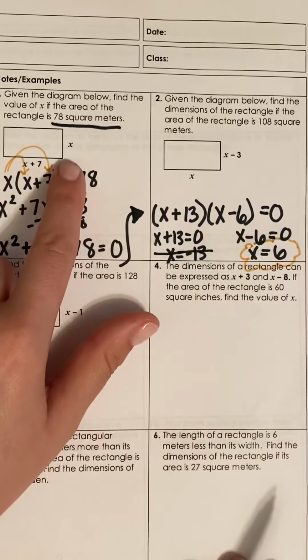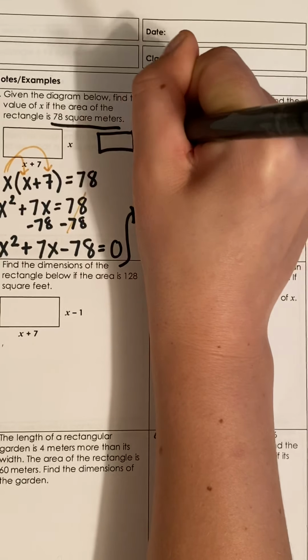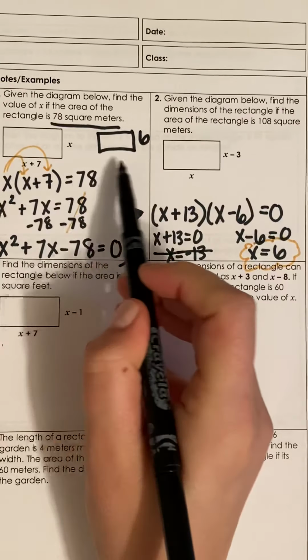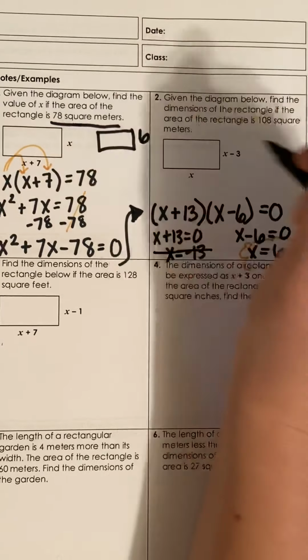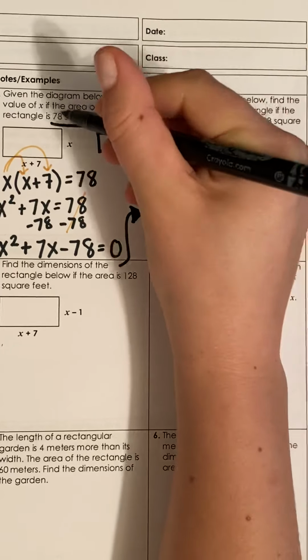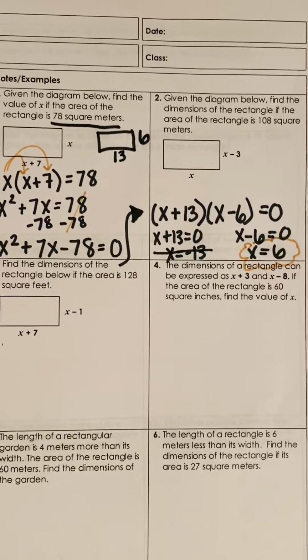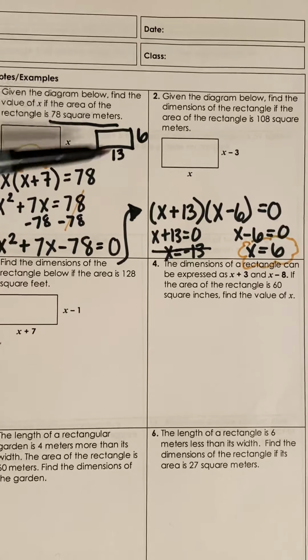So I know 6 would be this side length here. And then this side length is 6 plus 7. So 6 plus 7 is 13. Now 13 times 6 would give me 78 square meters, and I have been able to then solve for both sides.